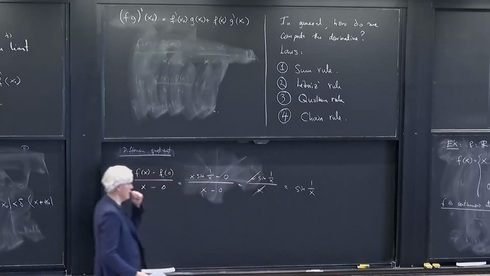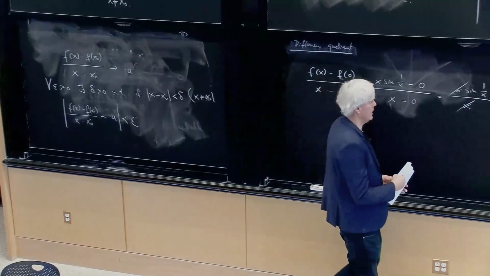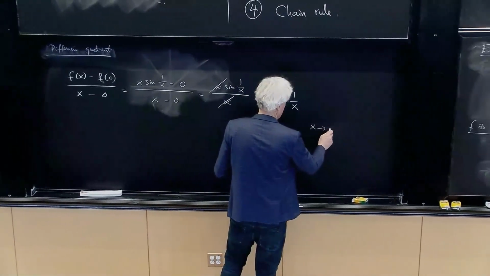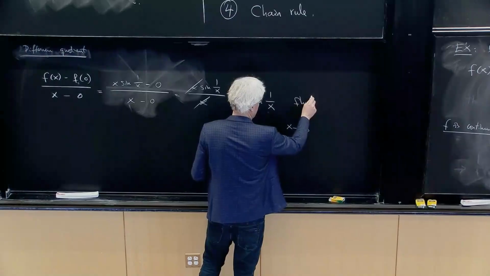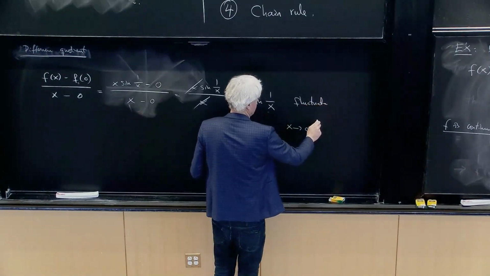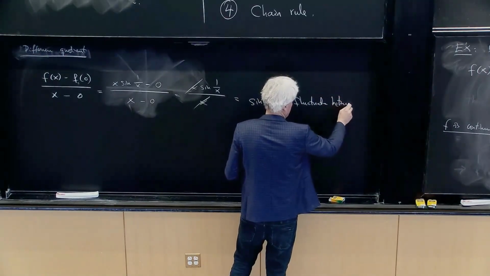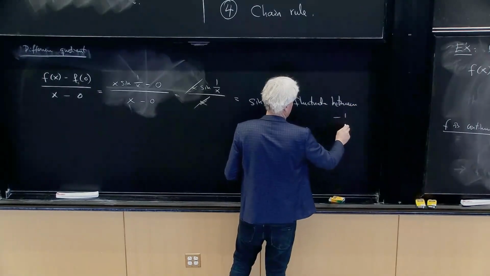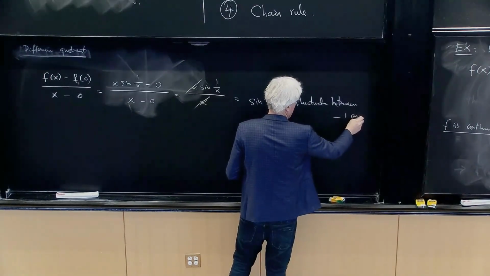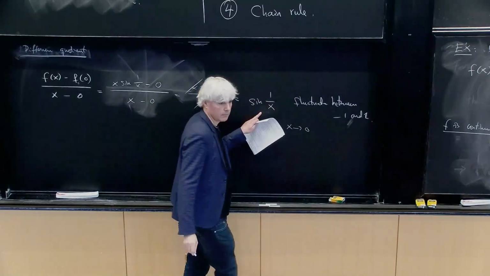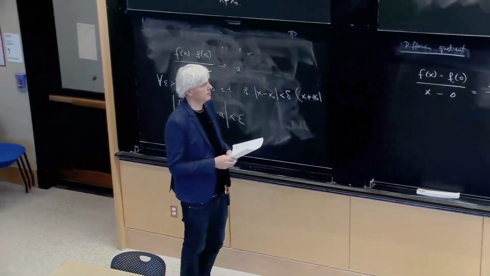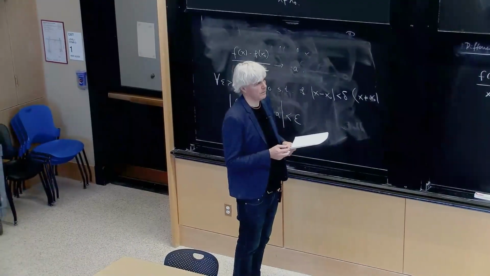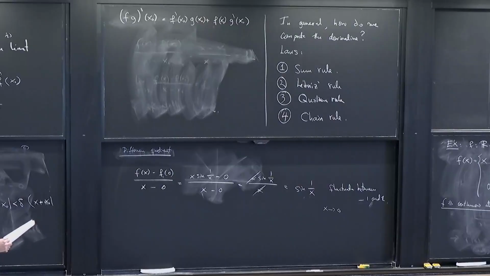And so you see that now, as x goes to 0, this here fluctuates between -1 and 1. But it doesn't have a limit, right? Because it fluctuates wider and wider. So this is another example of a function that is continuous at 0, but not differentiable at 0.